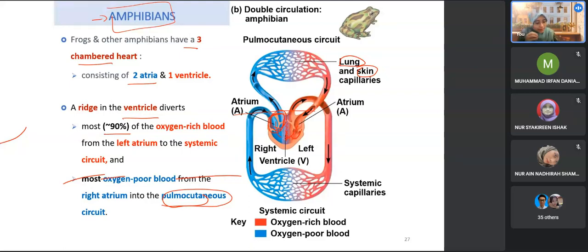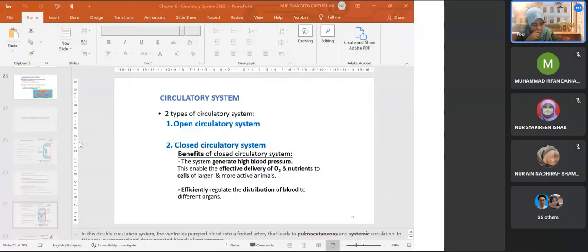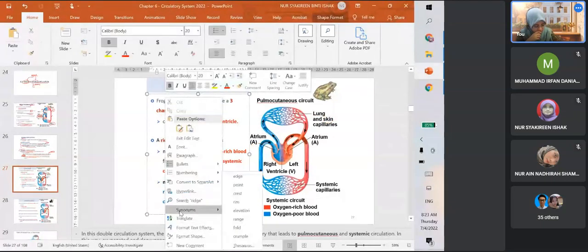But if you look here, there will be a ridge. What does a ridge mean? The surface there is uneven. This uneven surface will divert the blood: the ridge in the ventricle will divert the oxygen-poor blood into the pulmocutaneous circuit, and the oxygen-rich blood into the systemic circuit. So the surface is uneven in the middle part.